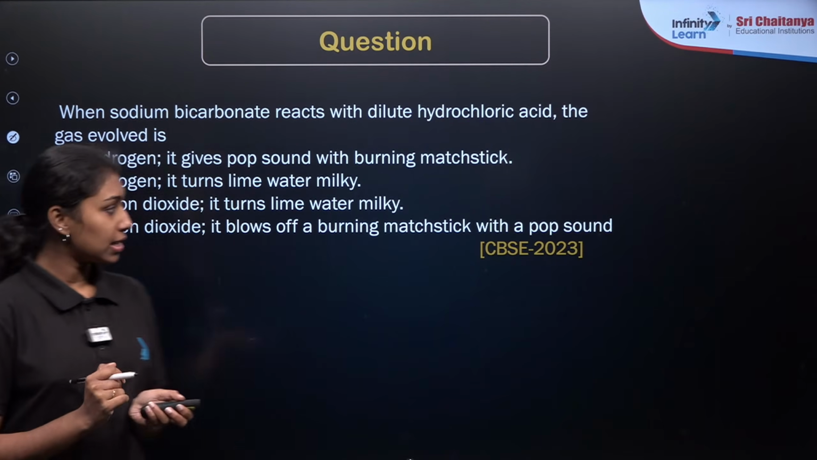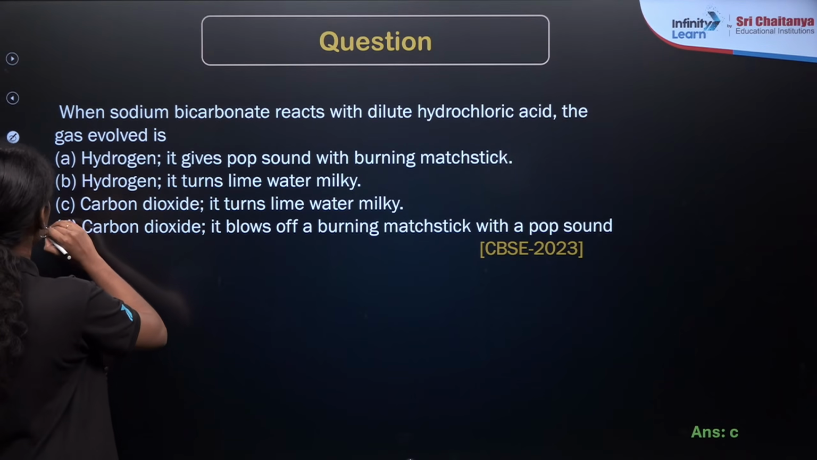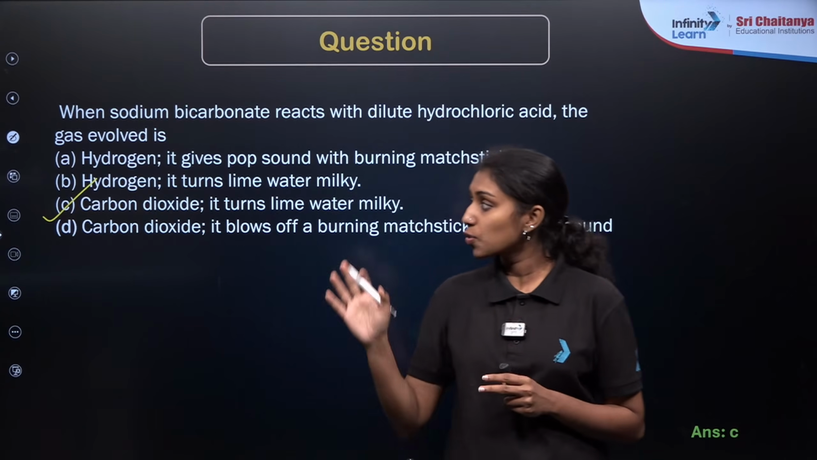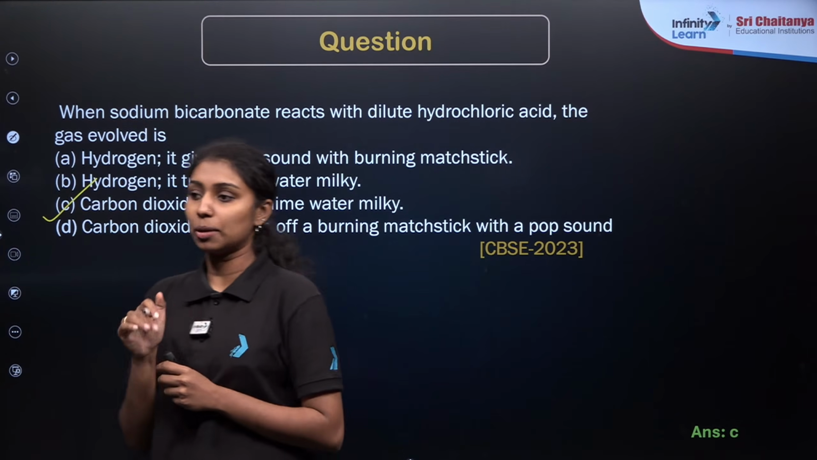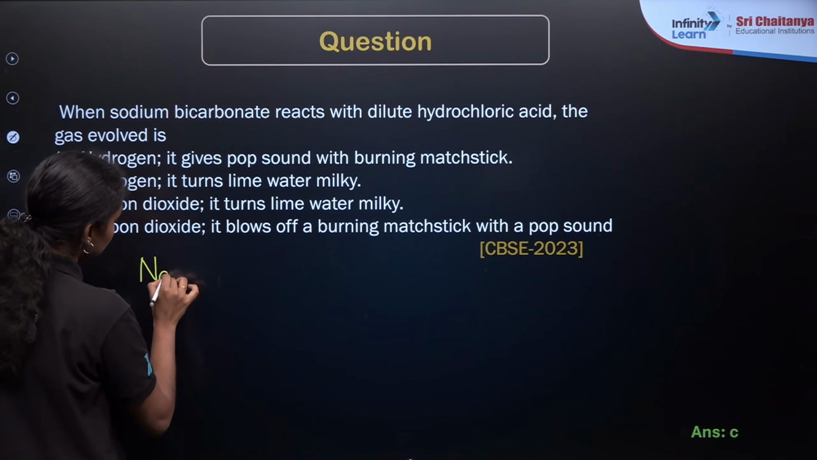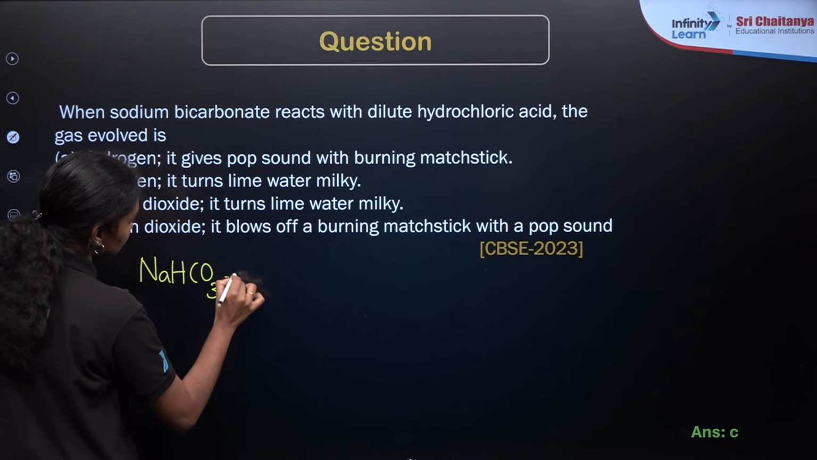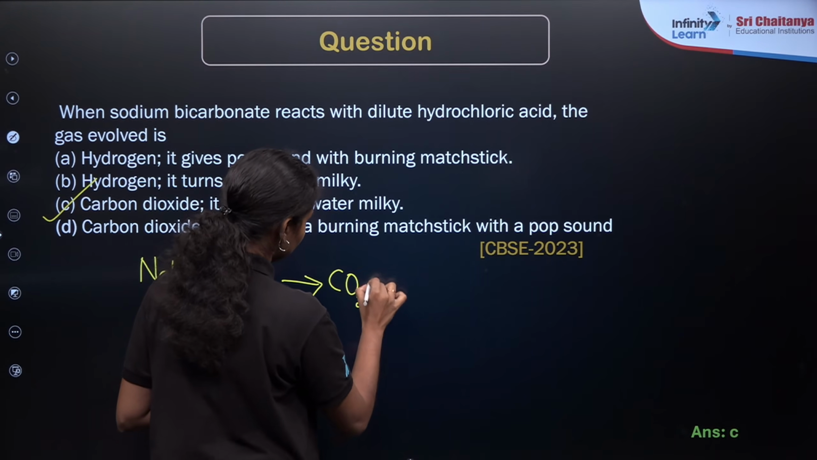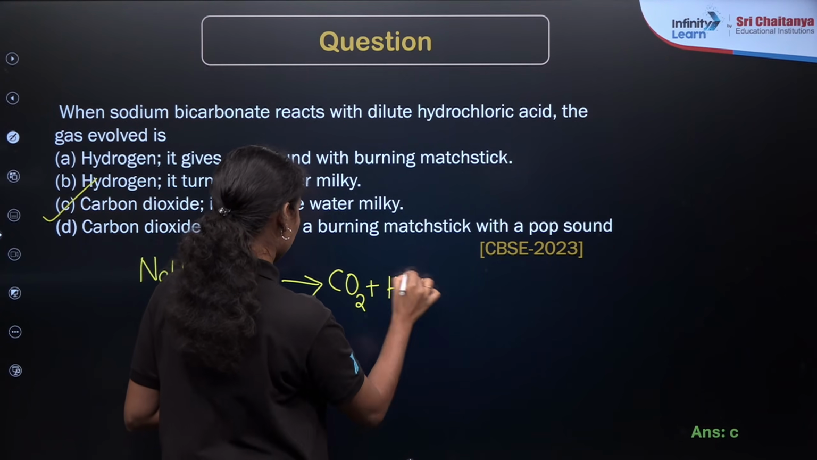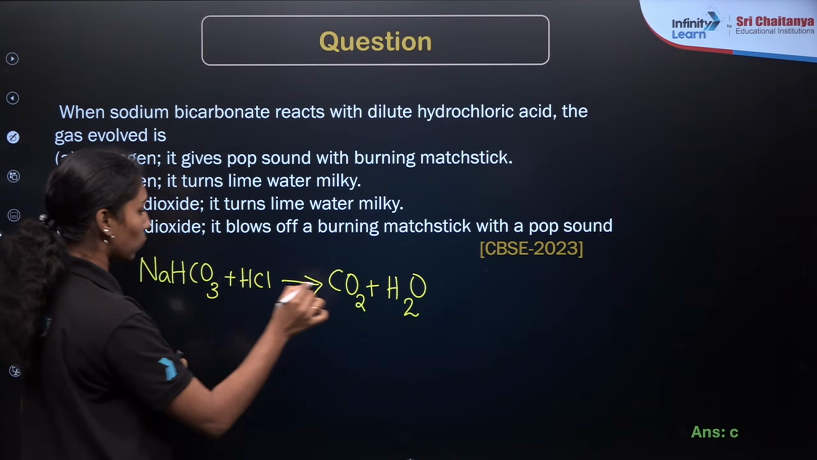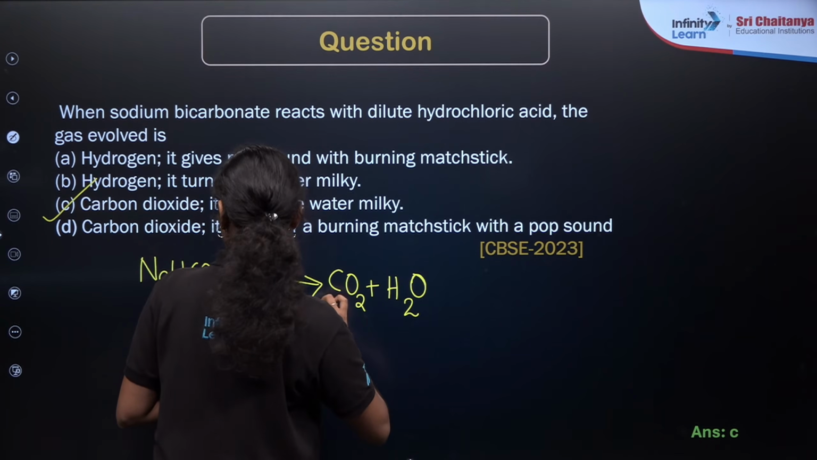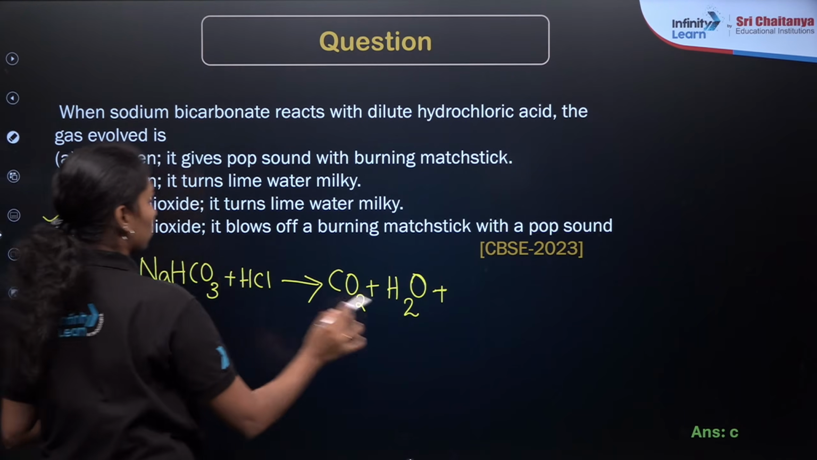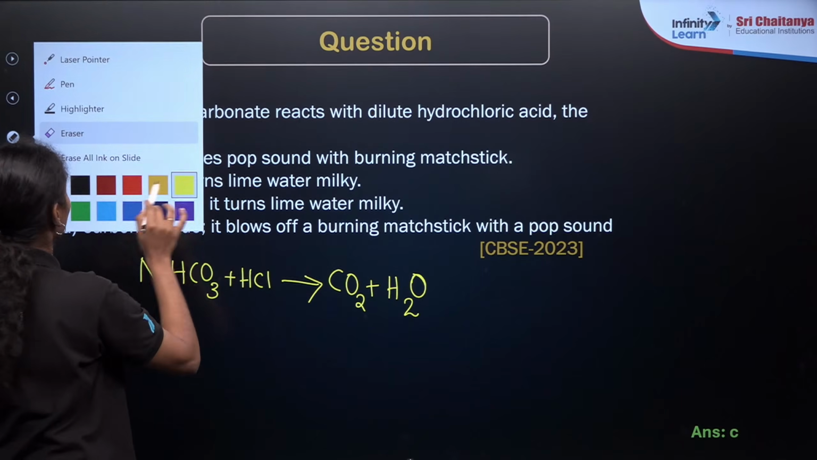Yes, option C is the correct answer, right? There is an experimental setup already given in our textbook. Many times CBSE repeats the same question. So if you treat sodium bicarbonate, NaHCO3, with HCl, it forms sodium chloride, carbon dioxide plus water, right? Carbon dioxide plus water. So this is the gas formed here.